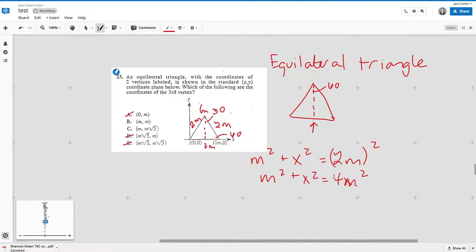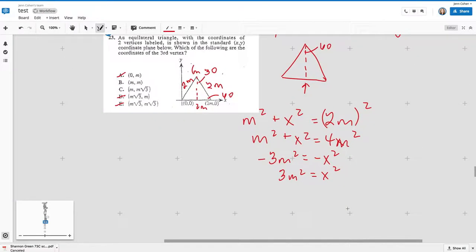If you move the 4m squared to the other side, subtract from both sides, you'll have minus 3m squared. And then move the x squared to the other side, so that's negative x squared. 3m squared equals x squared. We'll just get rid of the negative signs. And x is going to be the square root of 3m squared.